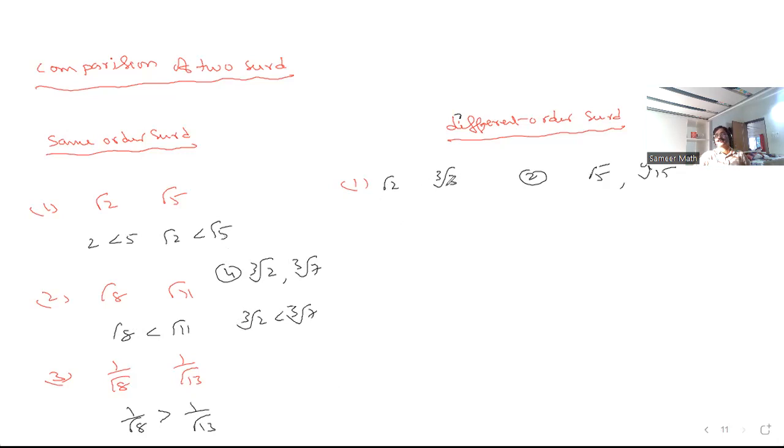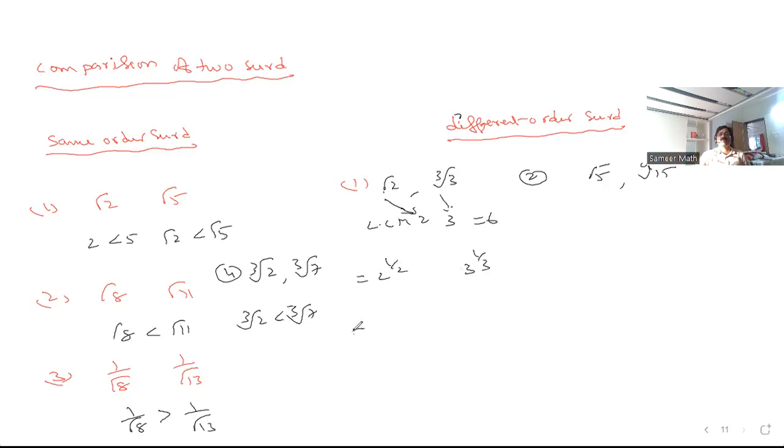A square root and a cube root are given. How to compare? You make the order the same. You take the LCM of the orders. The order of this one is 2, the order of this one is 3. What is the LCM of these two? 6. So you first raise both to order 6, then you compare. Here 2 to the power of 1 by 2, and 3 to the power of 1 by 3.